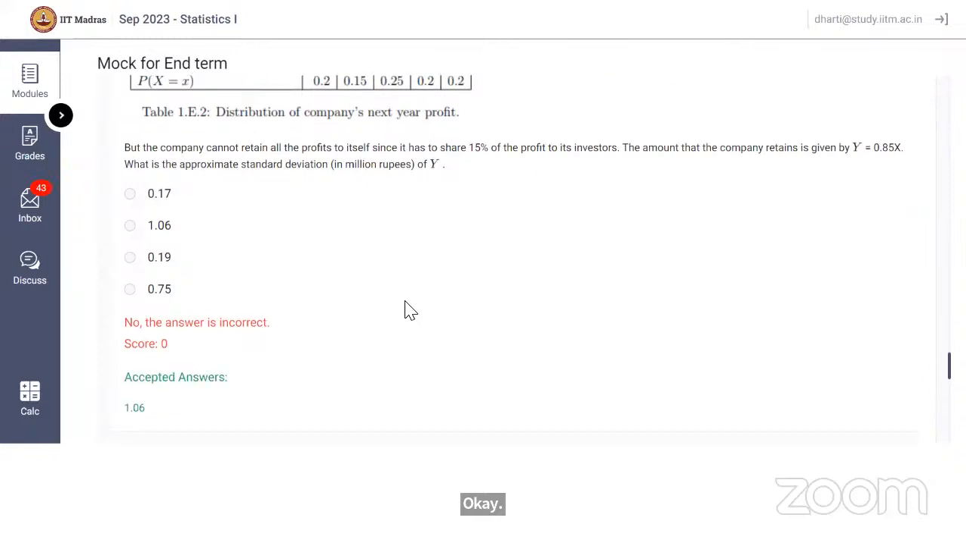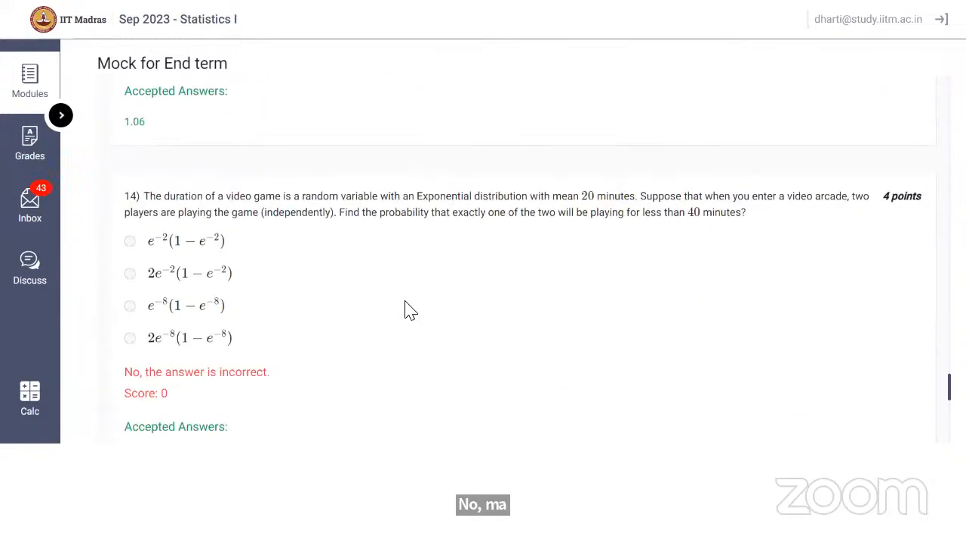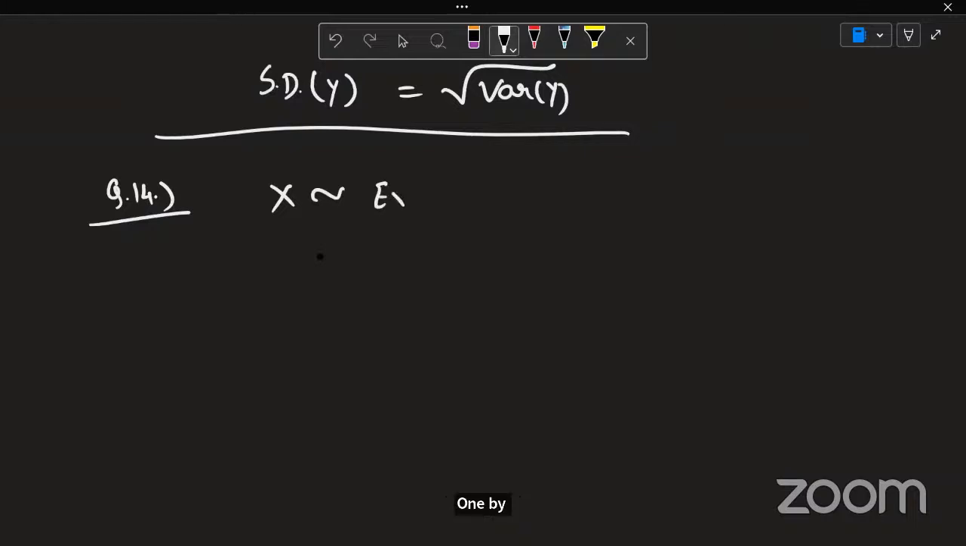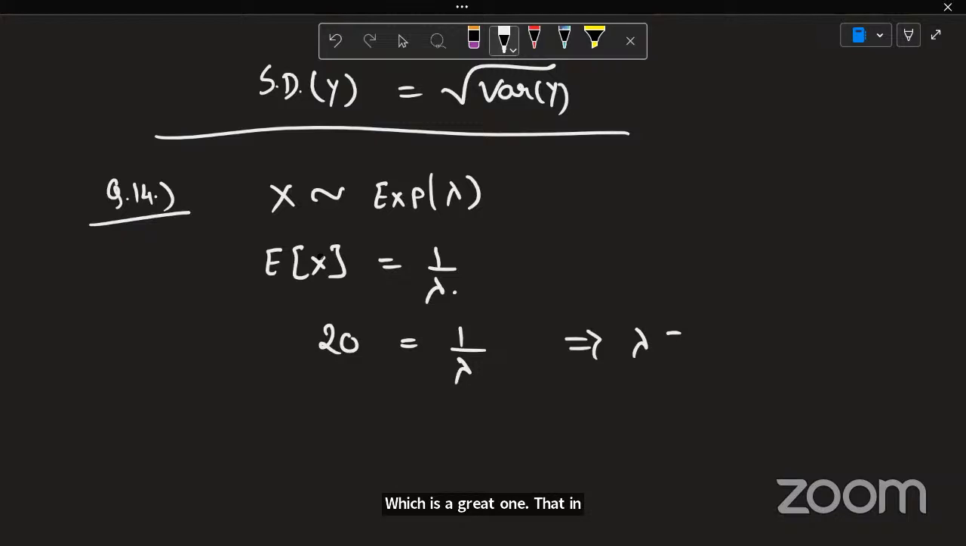Okay, ma'am. So, is there any doubt for question number 13? No, ma'am. Okay. Let's move to question number 14. The duration of the video game is a random variable with exponential distribution with mean 20. So mean 20, that means what will be the value of lambda? 1/20. Yeah. If x is following exponential distribution with parameter lambda, then expectation is 1 by lambda, and it is given that mean value is 20, which is equal to 1 by lambda. That implies lambda is equal to 1 by 20.